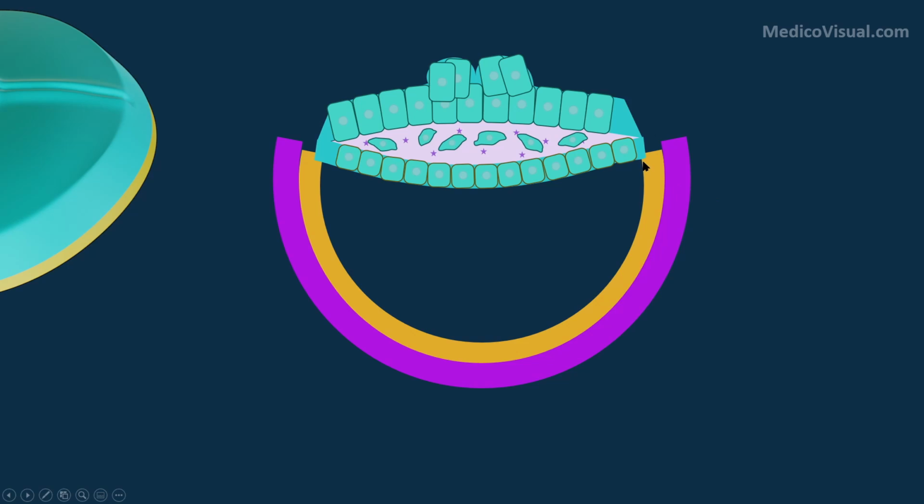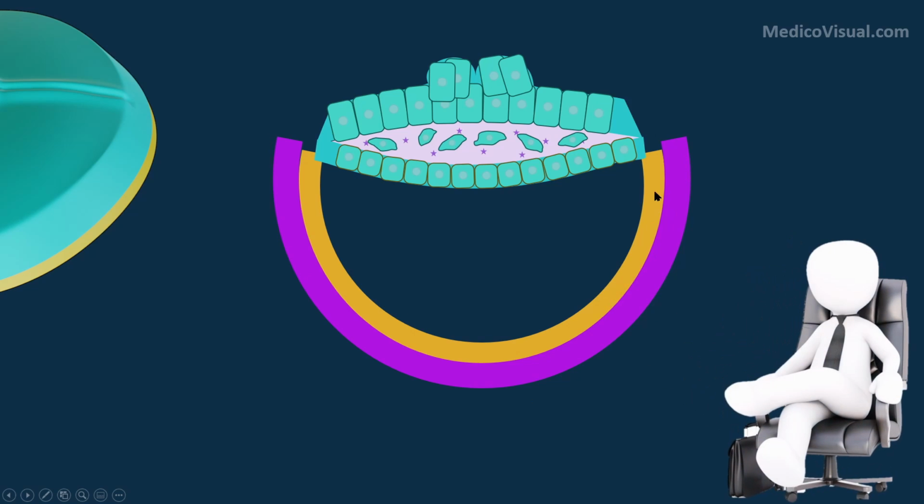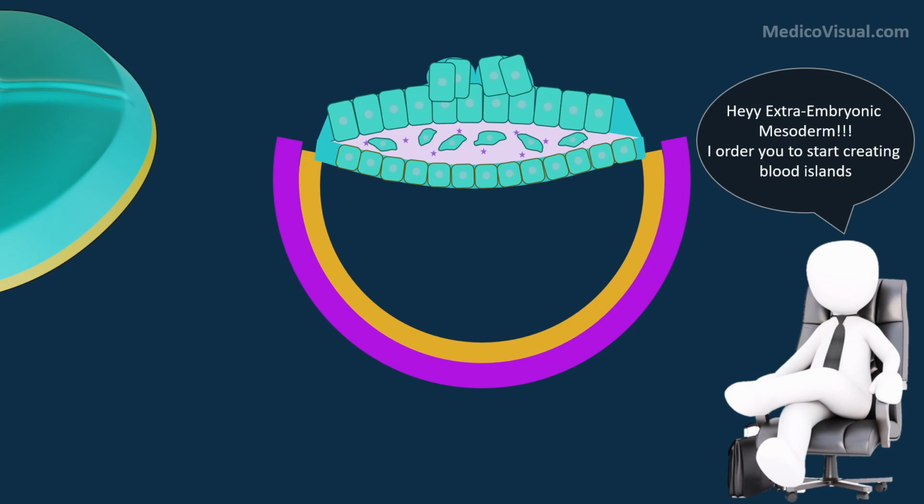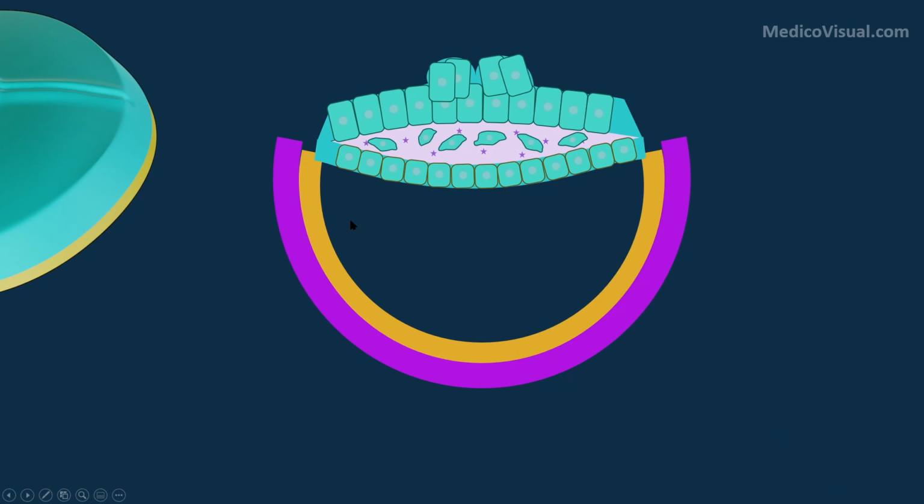Now what about this yolk sac endoderm? As we have discussed already, the yolk sac endoderm releases certain factors that cause the formation of blood islands here. What I think of it is that this yolk sac endoderm is like a boss who orders the extraembryonic mesoderm, hey extraembryonic mesoderm, I order you to start creating blood islands. And the extraembryonic mesoderm follows the order of the yolk sac endoderm, and it creates these blood islands.